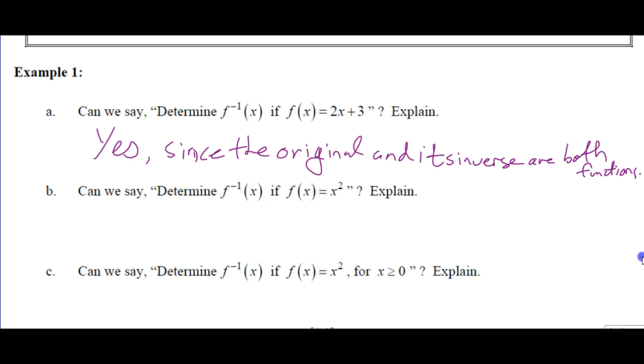Can we say determine f inverse of x if f of x is equal to x squared? I just did that, right? So no, because the inverse is not a function.